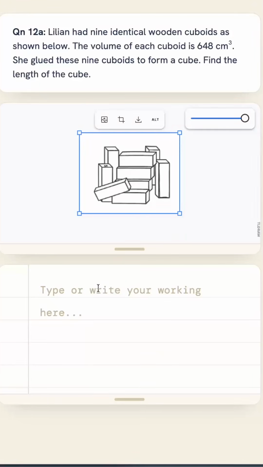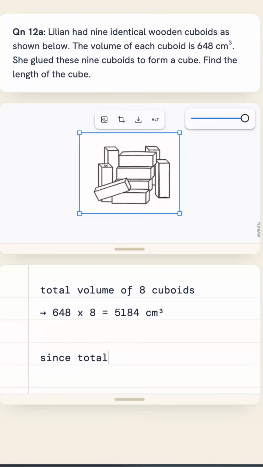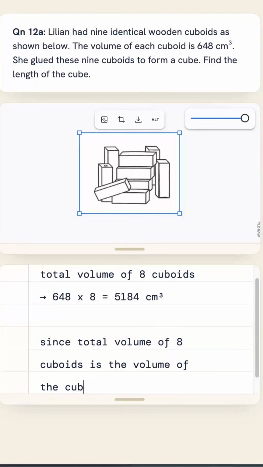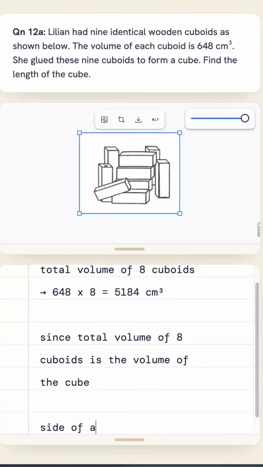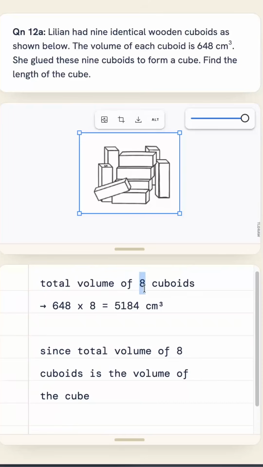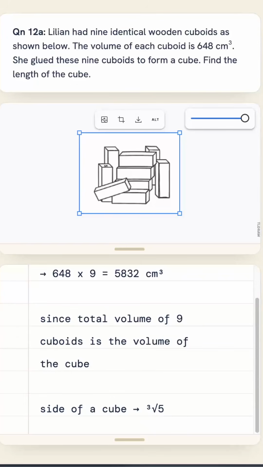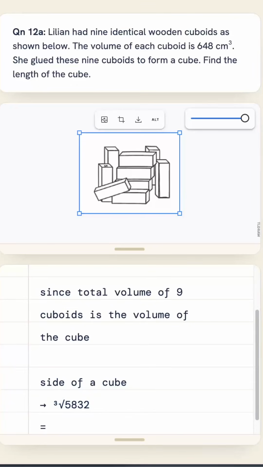So we just need to combine the total volume of 8 cuboids equal to 648 times 8 equal to 5184 centimeter cube. So since the total volume of 8 cuboids is the volume of the cube, therefore the side of a cube is basically the cube root of this. So it's not 8, it's 9. 9, 9, 9. So we add this, and this will be 5832. So we cube root 5832 and this will be equal to 18 centimeters.